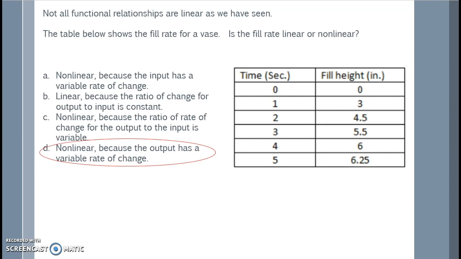I see that our seconds are increasing by 1 each time. However, our fill height is not increasing at the same amount each time. And so because the output is a variable rate of change, this is nonlinear.